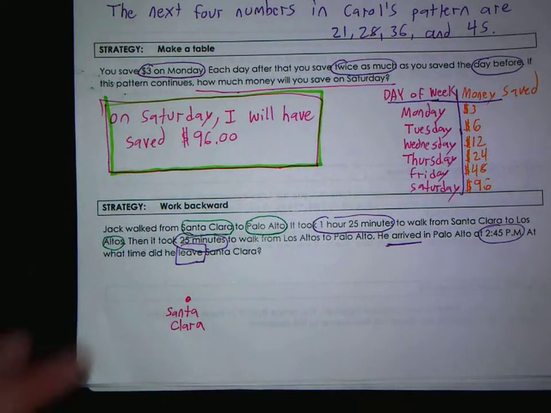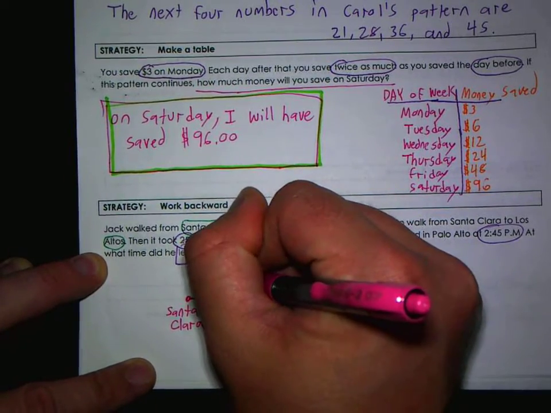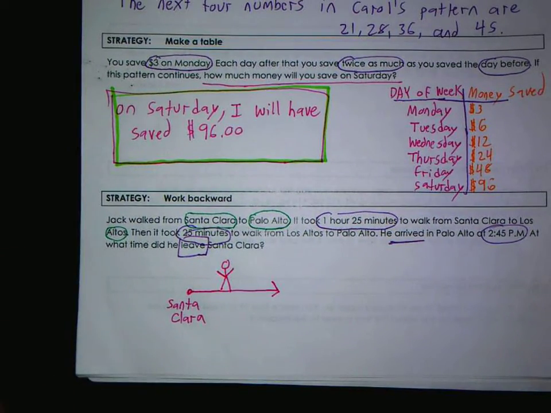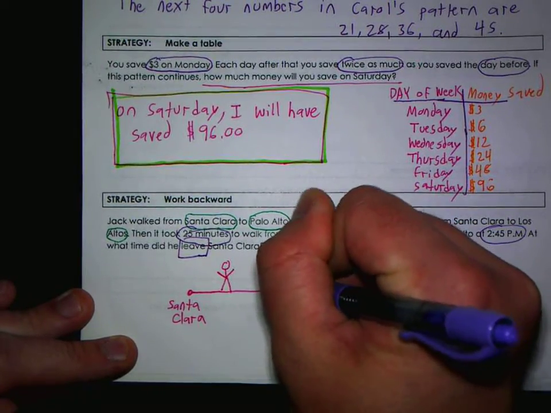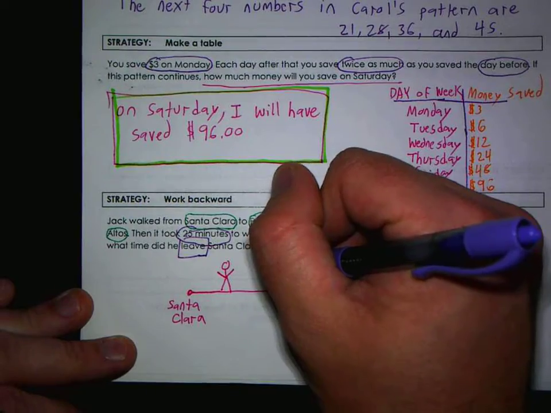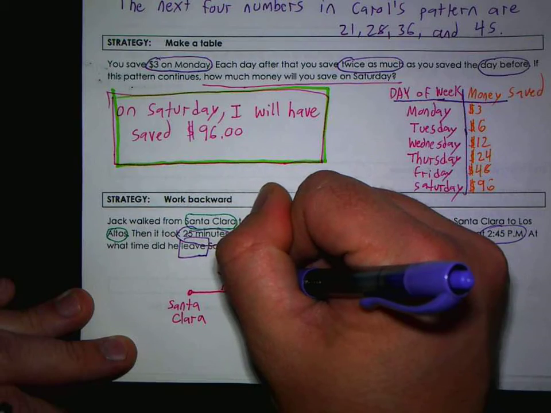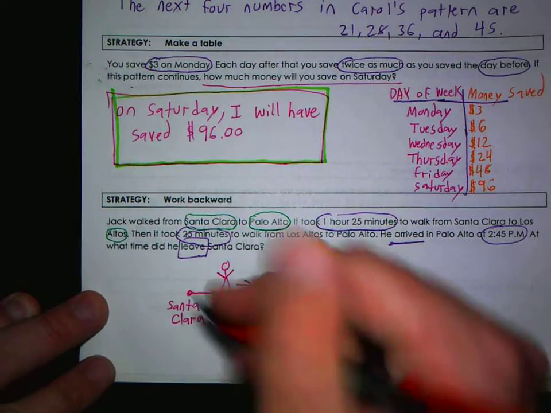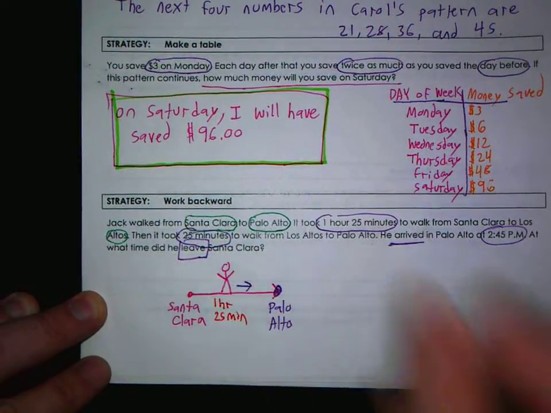And he walks. So he's walking that way. Okay, and he arrives at Palo Alto. He was walking this way, right? Walking from Santa Clara to Palo Alto, and we found that that takes 1 hour 25 minutes, approximately an hour and a half.